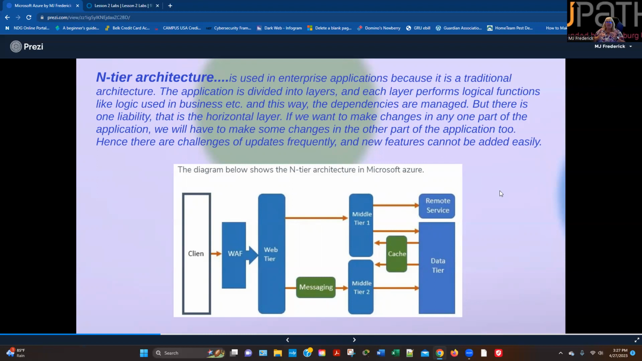But again, the reliability here is that it's all one layer. It's like horizontal. So if we want to make any changes in any part of that application, we have to make the changes in all the other parts of the application too. You can't just do a little bit here and a little bit there. It's across the board. That's where your challenges come when we talk about updates. It's not as easy to do, and new features cannot be easily added. So if you want the traditional way and you're not going to have a lot of changes to make, then the N-tier architecture would be the way to go, the basic traditional system.